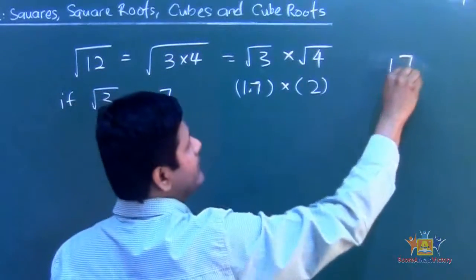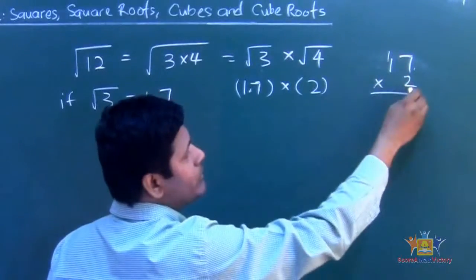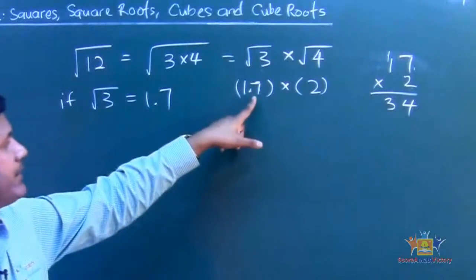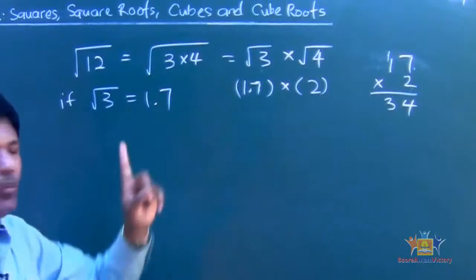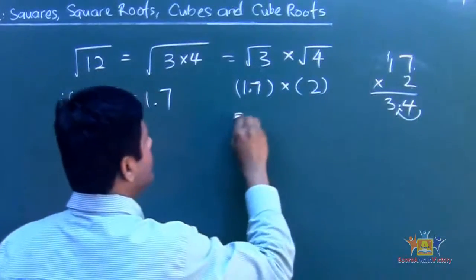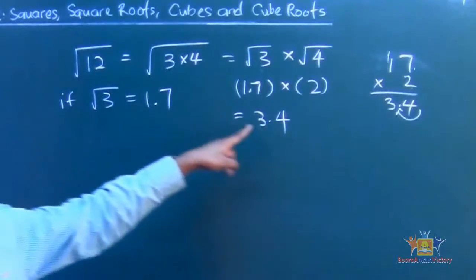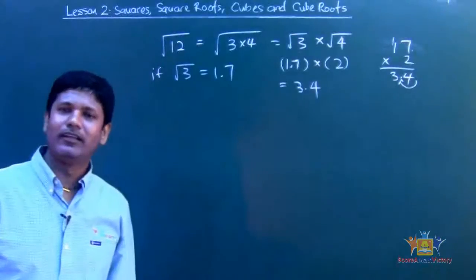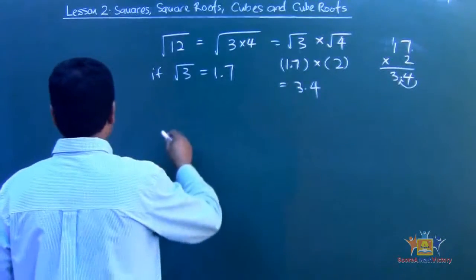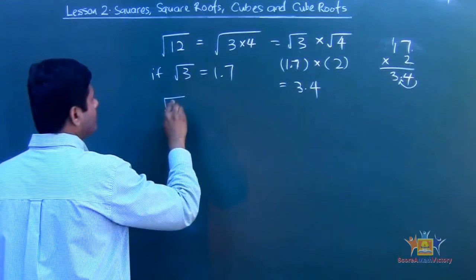So we're going to take 17 times 2. 2 times 7 is 14. 4 carry 1. 2 times 1 is 2, plus 1 is 3. 34. But I'm going to bring back the decimal. How many numbers behind the decimal? 1. This one doesn't have it, so I'm going to just bring it once. So it gives me 3.4. So square root of 12 is 3.4. See that? Let's do another one. Okay, let's say, for example, Mr. Mac gives you square root of, let's say, 20.